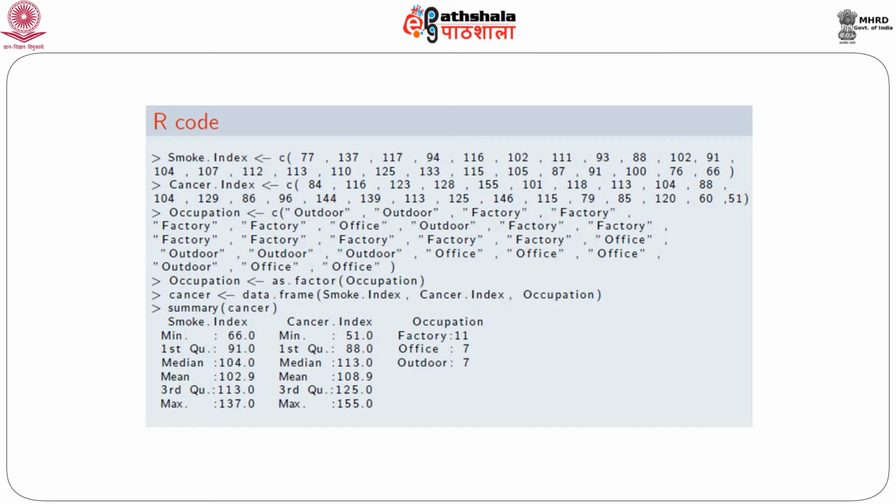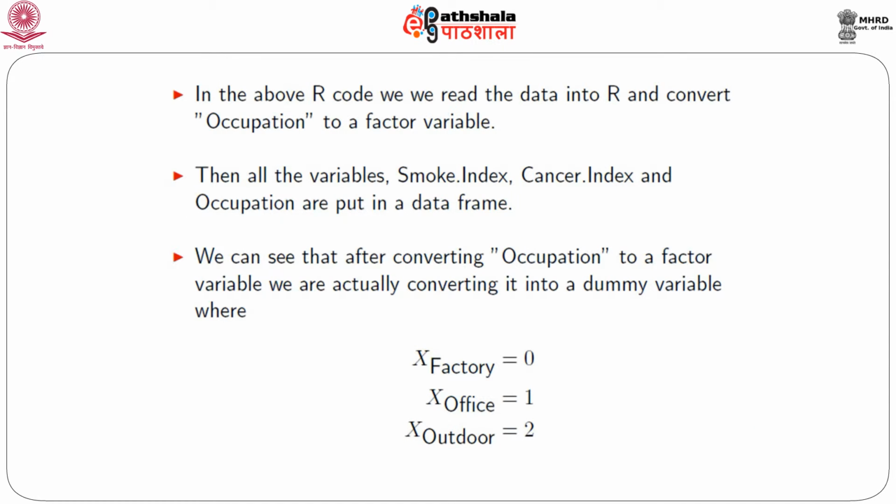So now we put all these three variables, smoke index, cancer index and occupation, in a data frame, which we've called cancer, and summarize the data frame. For each of these variables, we have the minimum, the maximum and the mean for smoke.index and cancer index. So in the above R code, we read the data into R and convert occupation to a factor variable. Then all the variables are put into a data frame.